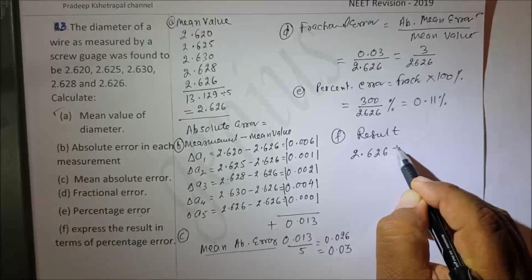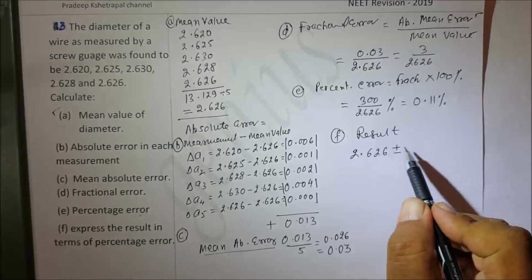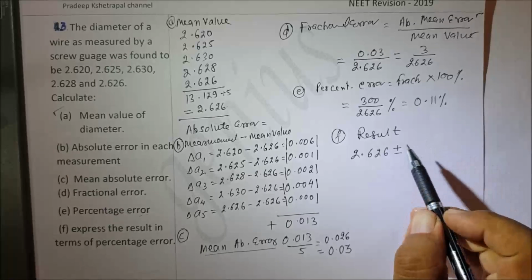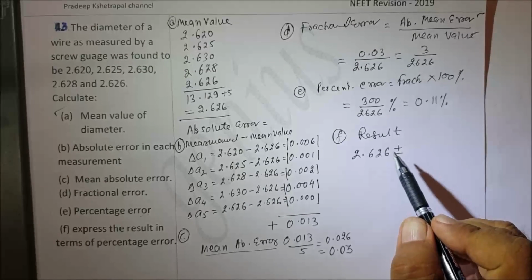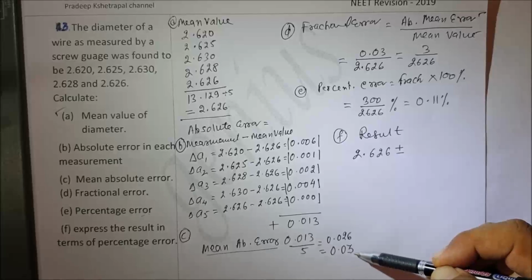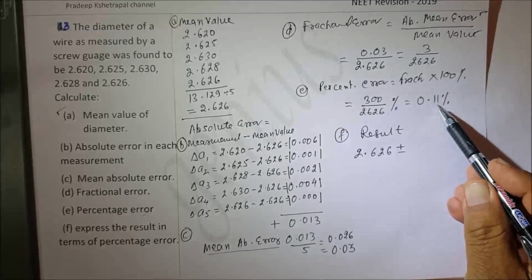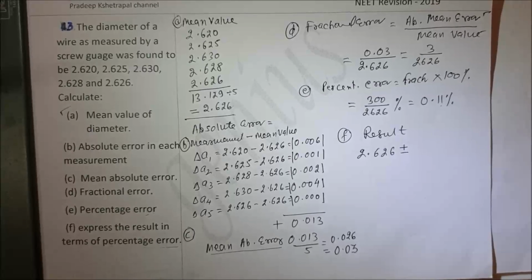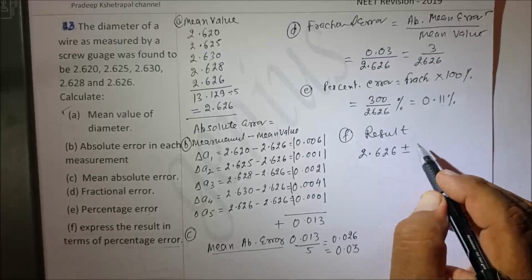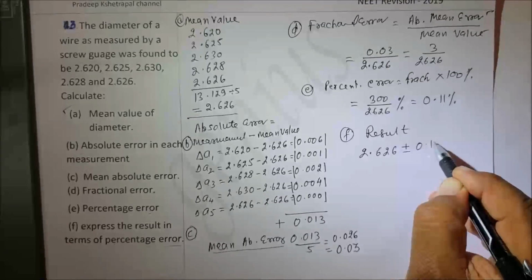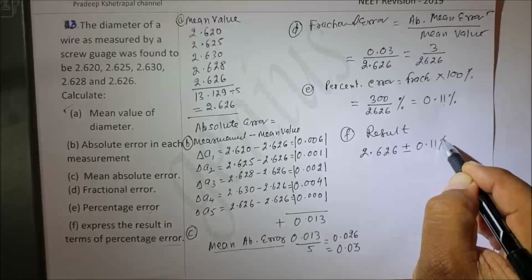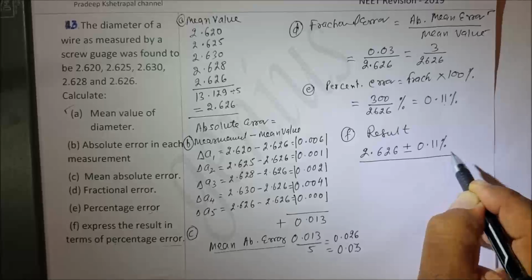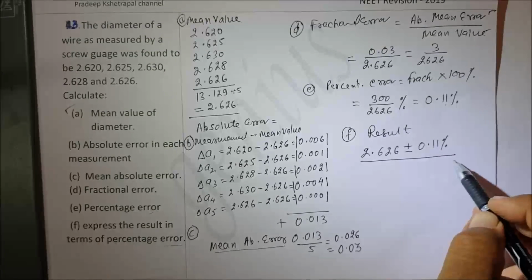2.626. For the error we write plus minus. It may be positive, it may be negative, and we can write either this value, which is absolute error, or percentage. But they have asked us to express it in terms of percentage error. So we will write here plus minus 0.11%. So this is how we write the result with percentage error.